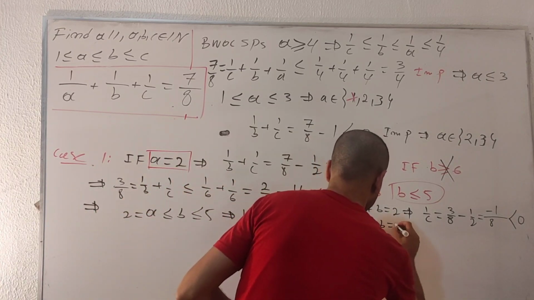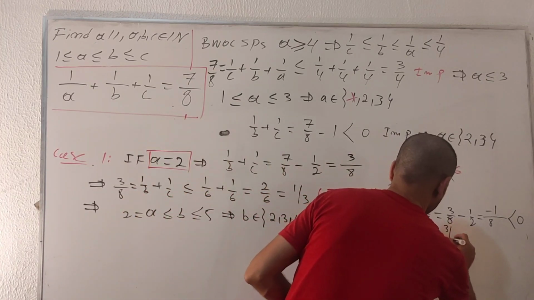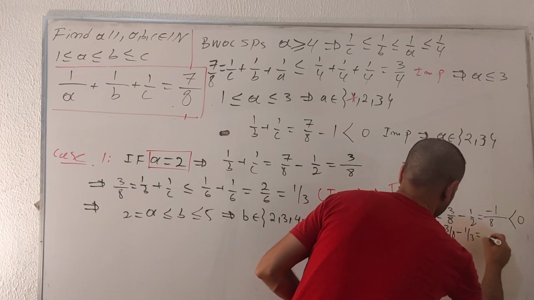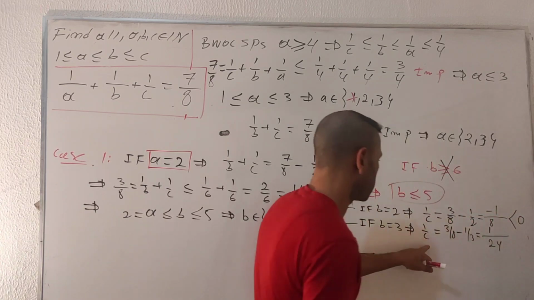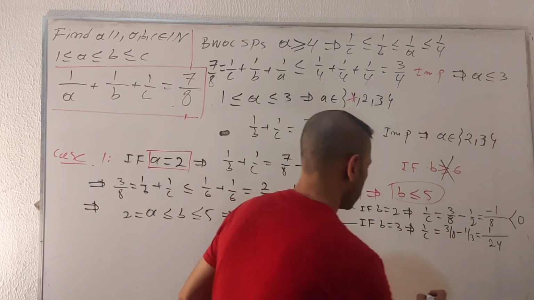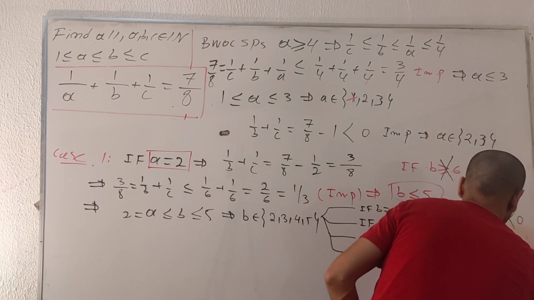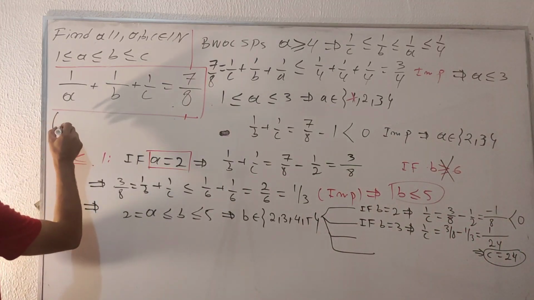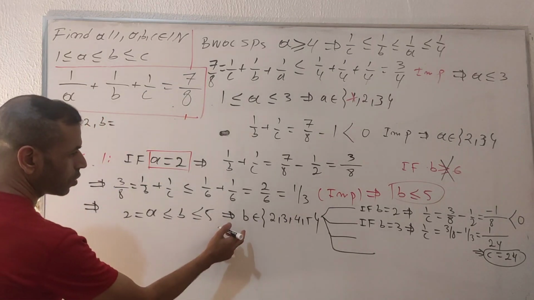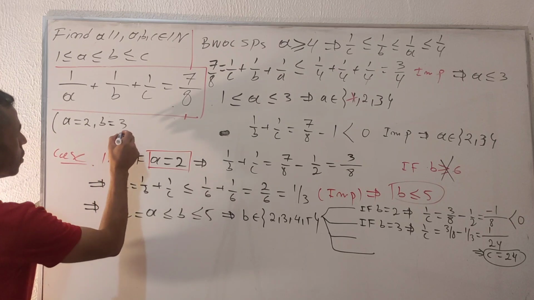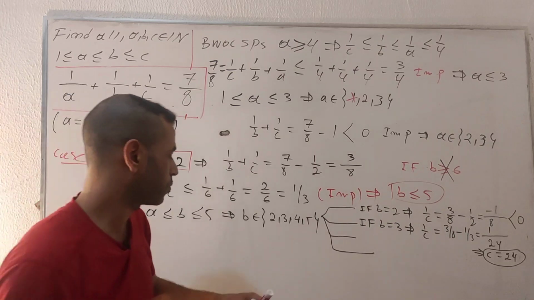If b equals 3, I'm going to do the same job here. I get 1 over c equals 3 over 8 minus 1 over 3. So I get 9 minus 8, which is 1 over 24. Let's take the inverse of this one. So this one is giving us c equals 24. I have a first solution here: a equals 2 with b equals 3 with c equals 24. Let's look for other solutions.